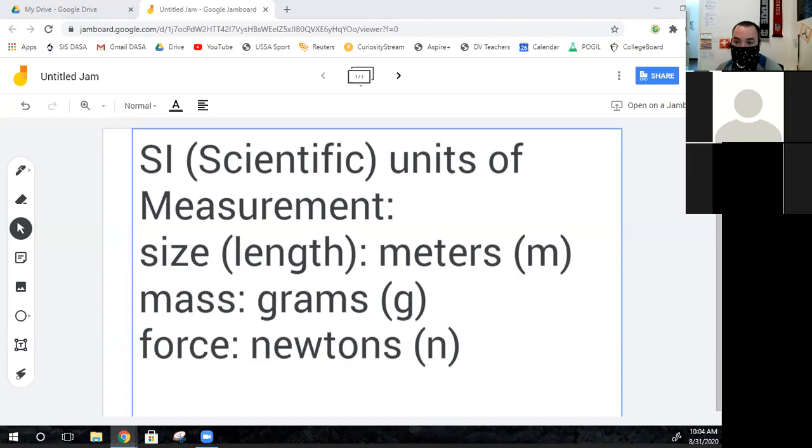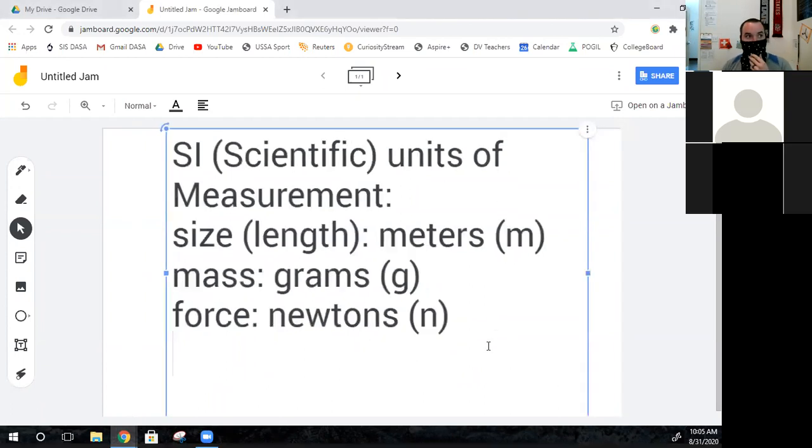Okay, questions about mass and weight and force? So weight is a force. I want you to just remember that. Weight is a force. It is gravity interacting with matter. No questions on that one? All right. What else can we measure?